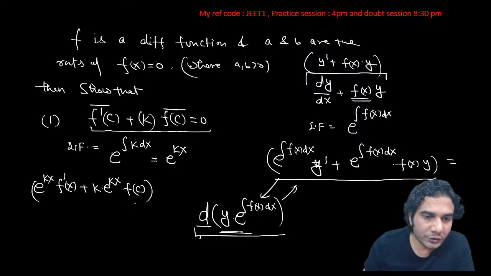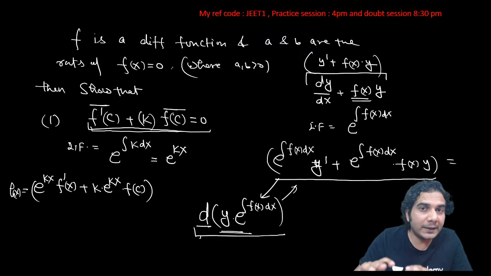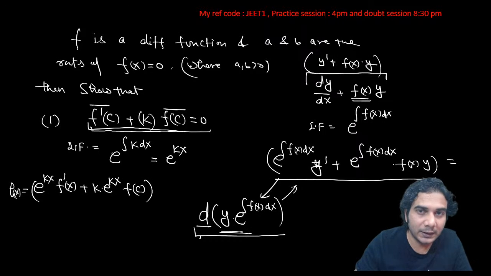If I take this function as h(x), I have copied this expression and I have also multiplied this expression by e raised to kx. And why did I multiply by e raised to kx? Because I know that this is the integrating factor. If I multiply this expression f dash x plus k f(x) by this integrating factor, it will become the exact derivative of some function. All right.